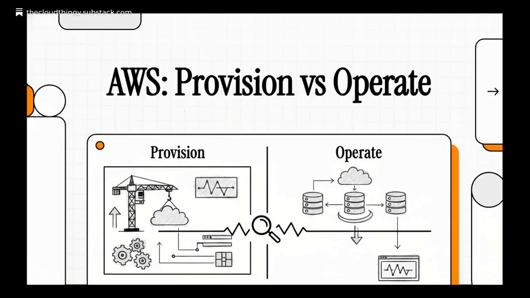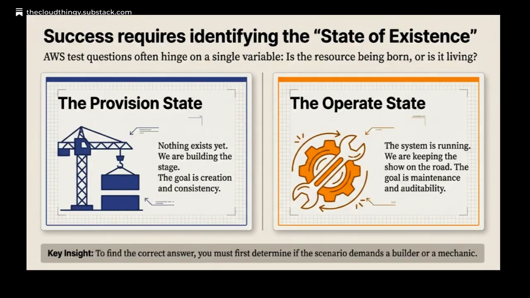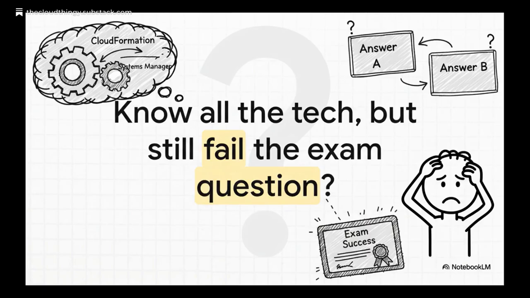Let's talk about one of the sneakiest traps on the AWS certificate exam, specifically Architect Associate. This concept trips up so many people. It's the subtle difference between provisioning and operating. And honestly, spotting it can be the single reason you pass or fail a particular test question, or the entire exam.